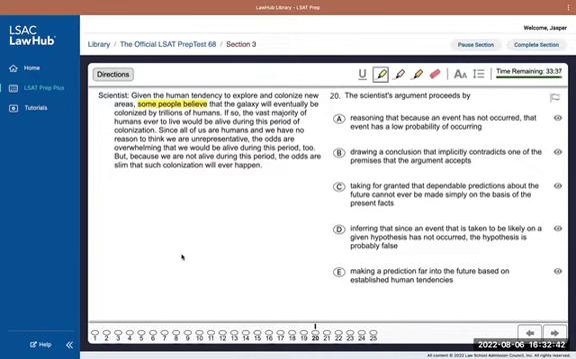Okay, so given the human tendency to explore and colonize new areas, some people believe that the galaxy will eventually be colonized by trillions of humans. If so, now we get into this hypothetical thought experiment, conditional idea. If so, the vast majority of humans ever to live would be alive during this period of colonization. Since all of us are humans and we have no reason to think we are unrepresentative, the odds are overwhelming that we would be alive during this period too.